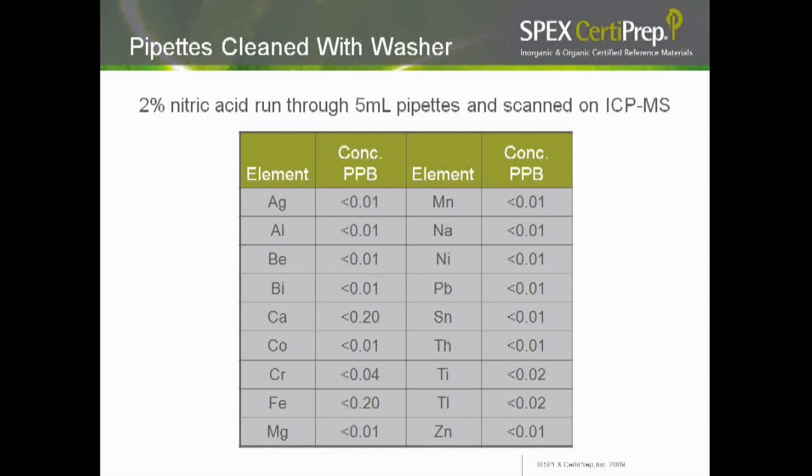So, once again we analyzed 2% high pure nitric acid solution delivered through pipettes that are washed in pipette washer. Most of the impurities were less than 0.01 ppb concentration, except for iron and calcium, which were at 0.2 ppb.